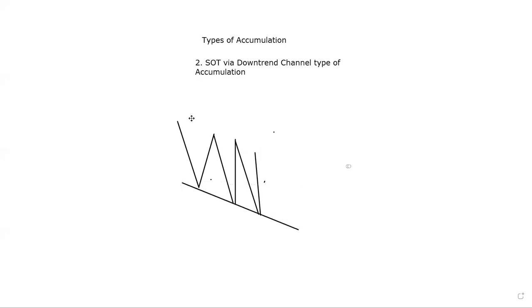Okay. We have a long structure to the upside. And after you will see there's a SOT line. So this line would be SOT line. Shortening of thrust. And as I told you, with the shortening of thrust, we have to notice the second touch and third touch. On an SOT, we just need to observe second touch and third touch.